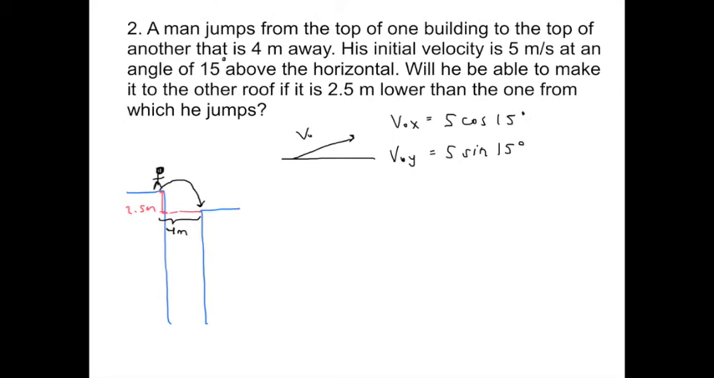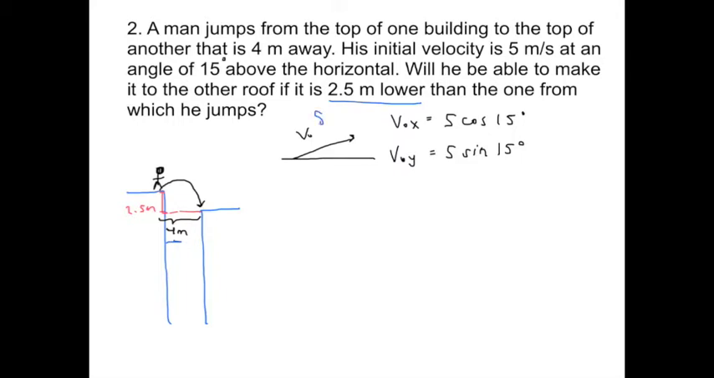Projectile practice number 2. A man jumps from the top of one building to the top of another that is 4 meters away. So you see here this distance of 4 meters. His initial velocity is 5 meters per second, at an angle of 15 degrees above the horizontal. Will he be able to make it to the other roof if it is 2.5 meters lower than the one from which he jumps? So we'll start by breaking down his initial velocity.